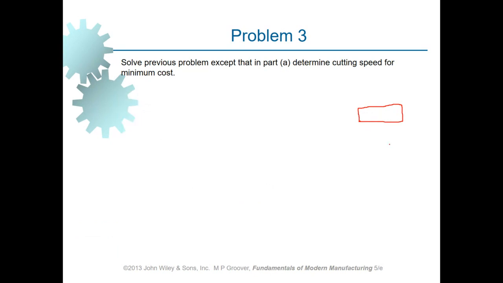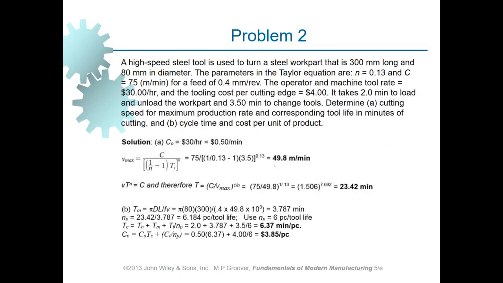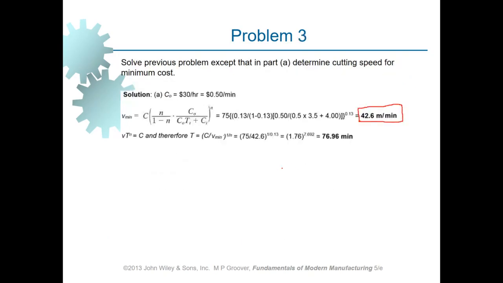Let's compare it to what we had in the previous problem. In the previous problem, it was 49.8, which is, as we can see, the cutting speed giving us maximum productivity. The cutting speed giving us maximum productivity is 49.8. The cutting speed giving us minimum cost is 42.6, which is lower, and this is reasonable. A lower cutting speed is giving us a longer tool life.